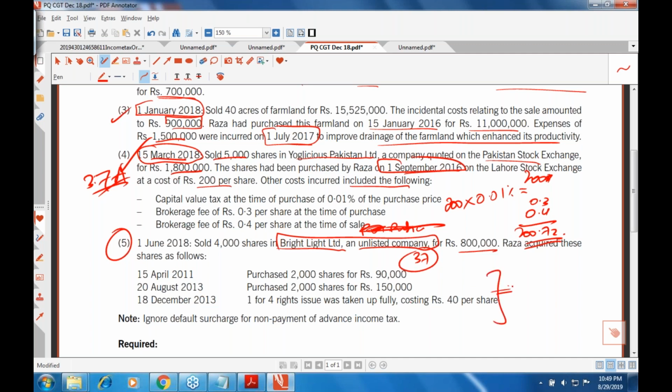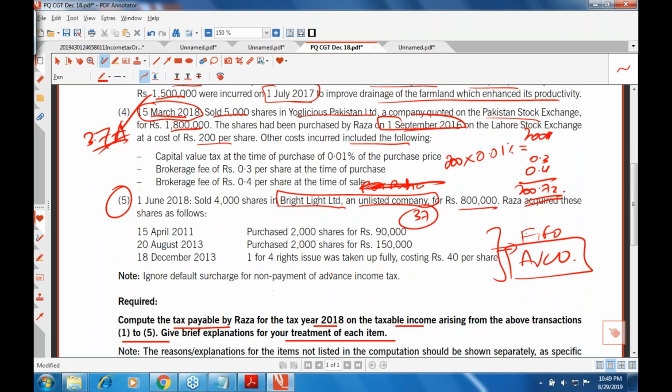Now, how do we actually treat the disposal? On a FIFO basis or an average costing basis? A better approach is to go for average cost. Let's try to understand what an average cost is. It says 1 for 4 rights issue taken up fully costing 40,000 per share. So it was 4,000 shares divided by 4 multiplied by 1 multiplied by 40.